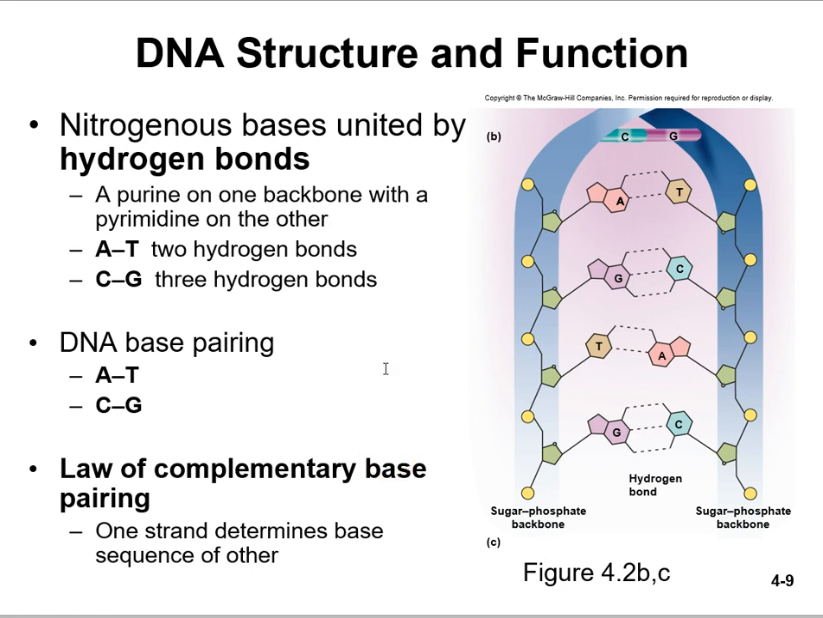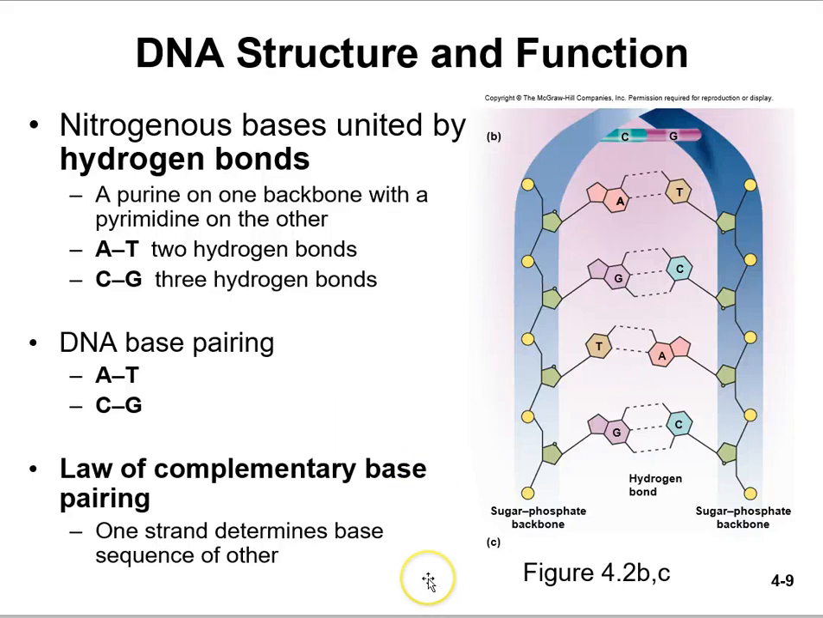Interestingly enough, we find that adenine always pairs with thymine because they like to have 2 hydrogen bonds between them, and guanine always pairs with cytosine because with their molecular structure they like to have 3 hydrogen bonds between them. So the rules go with DNA base pairing: A always pairs with T, C always pairs with G. This is called the law of complementary base pairing.